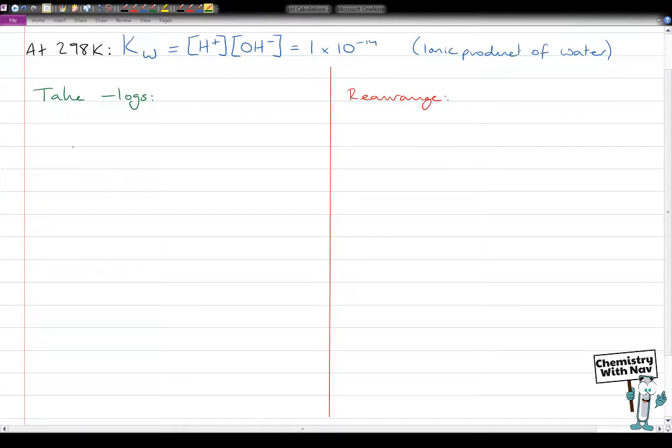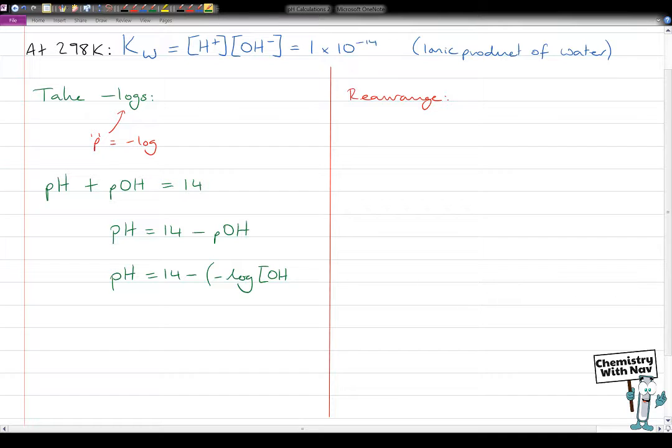And if we take negative logs, bearing in mind that the negative log is really just taking the p function, then I end up with pH plus pOH, which is just the negative log of the OH minus concentration, is equal to 14. And if I take that one step further, then I can say that pH is equal to 14 minus pOH. So just to clarify, that's 14 minus the negative log of the concentration of OH minus ions.